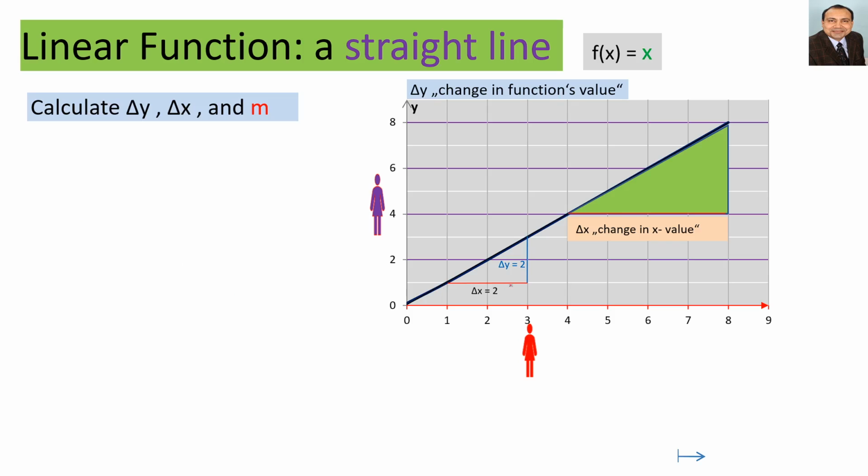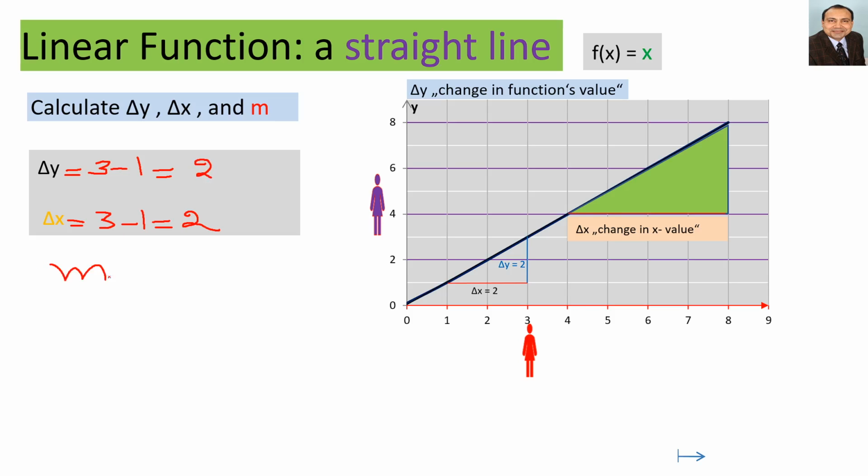From this point to this point is 3 minus 1. So the change in x, the difference in x value, is 3 minus 1 equals 2. From here, the value of y is 1, 2 and 3. The change in, or difference in, y value, delta y, is 3 minus 1 equals 2.